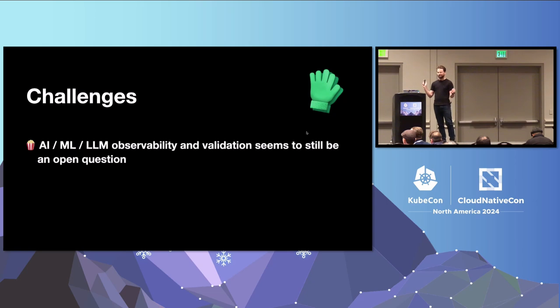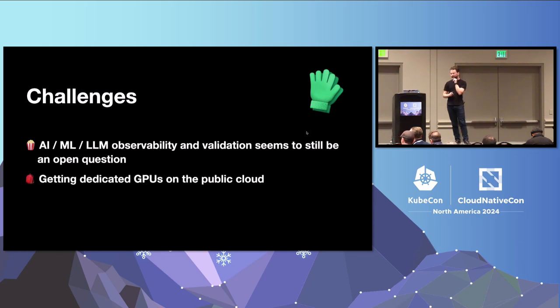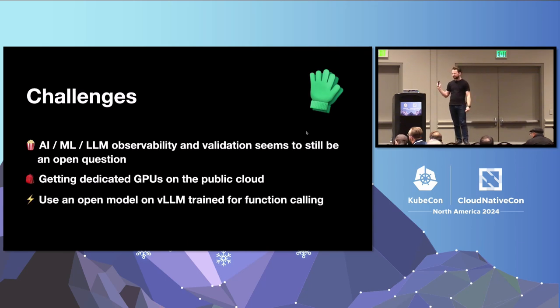Challenges. Again, I think the MLOps observability validation question still seems to be unanswered. It was definitely unanswered this time last year when I was first conceptualizing and architecting a bunch of this. So I'd love to see more standards. I know that OpenTelemetry is definitely looking at this, so I think there's some exciting stuff to come in this space soon. Getting dedicated GPUs, even tiny T4s, was still hard. Even today, I went to like 50 talks at this conference about how hard it is to get GPUs on the public cloud. I don't have a solution for that.